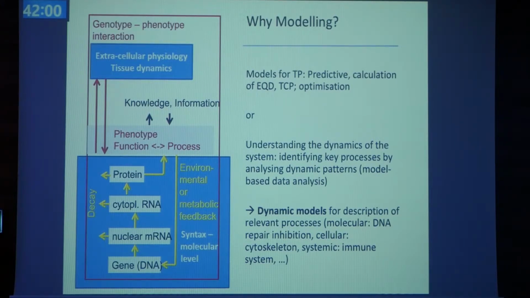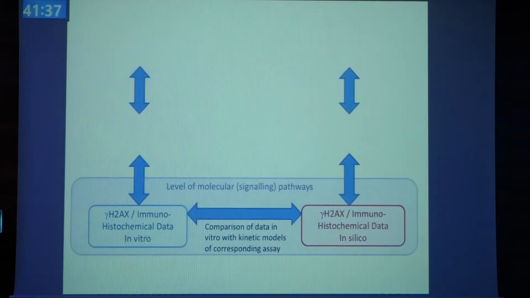Models can be used for a completely different aim. Models can be used for understanding dynamics in a system. As soon as we use dynamic models, we can try to identify characteristic dynamic patterns in silico, in the model, but as well as in the biological data. And this will lead to model-based data analysis, and this I will demonstrate with the multi-hit repair model.